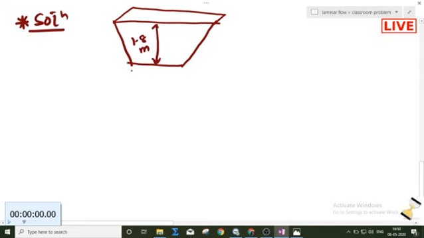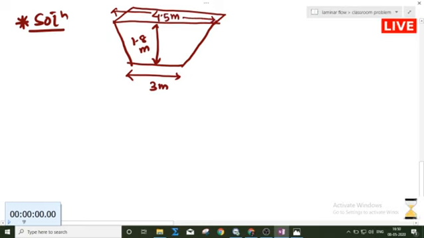Okay. And this bottom length is given to you as 3 meter, and this top is given as 4.5 meter. Okay. So now it is asking to find out the pressure on each side. What is the resultant pressure? Suppose I am drawing one of these sides. I think you can imagine the other sides also. This is an inclined side, like this inclined side will be there.